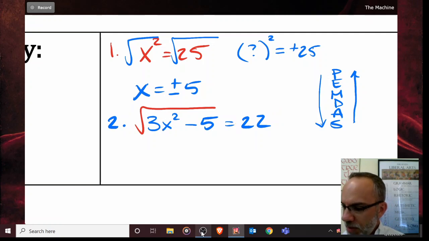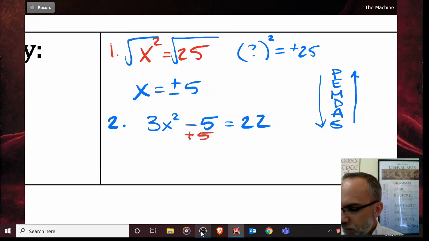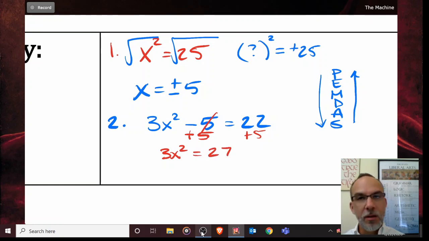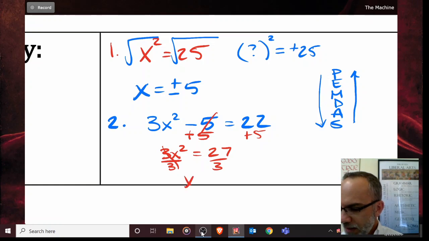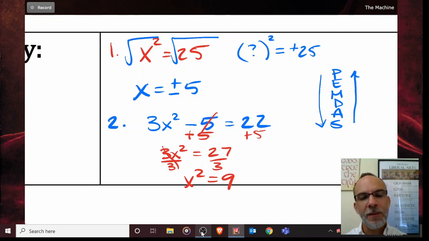So let me do this. Let me add 5 to both sides, plus 5. This cancels. 3x squared is equal to 27. Now I still don't square root both sides first. I'm going to divide both sides by 3. Cancellations. And so now I get x squared is equal to 9. Now I can take the square root of both sides. Okay? So you've got to isolate your squared thing before you square root it.